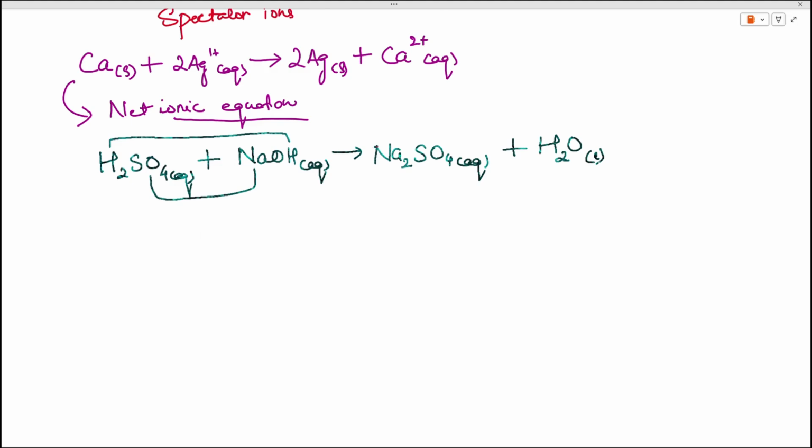Now we'll balance this out. Sodium, we have 2 on the right, we'll make it 2 on the left, and now hydrogens, we have 2 over here and 2 over here, so a total of 4. So we made 4 hydrogens here, and now the chemical equation is balanced.